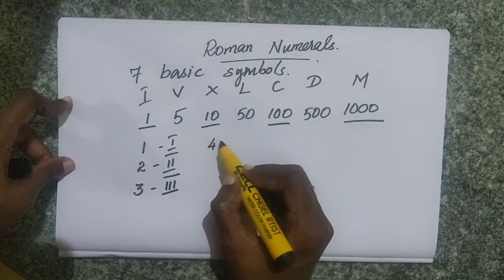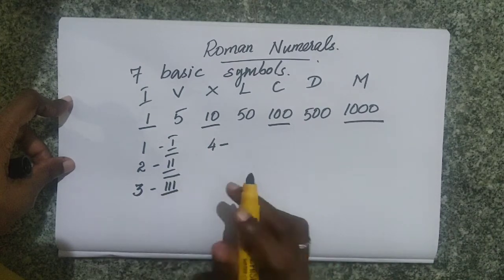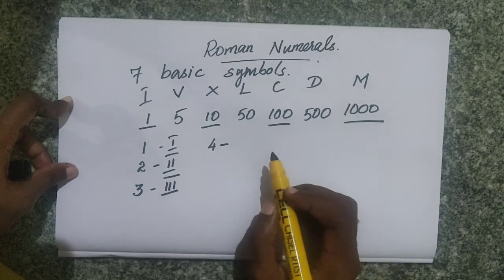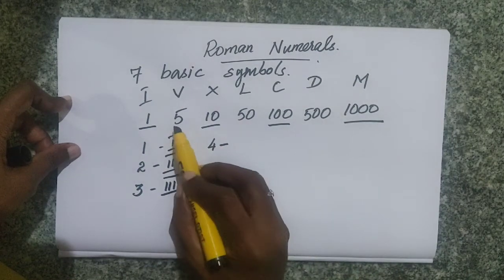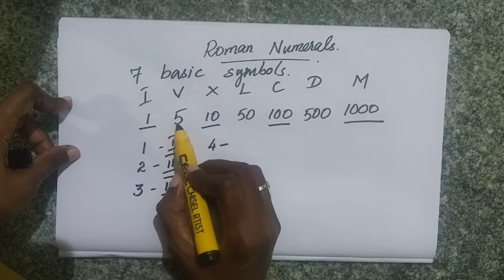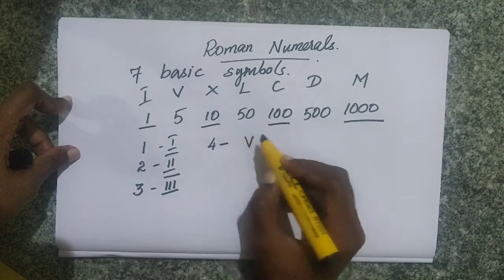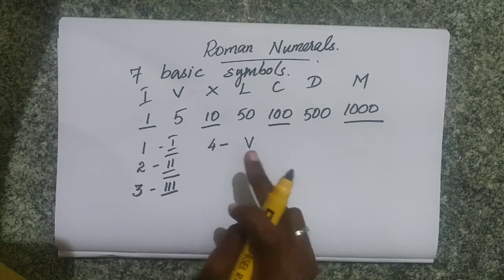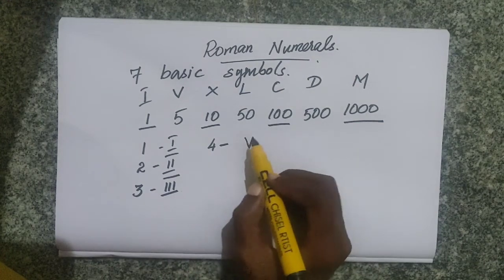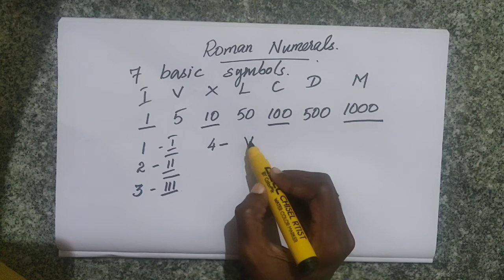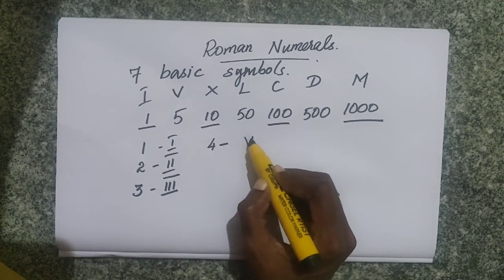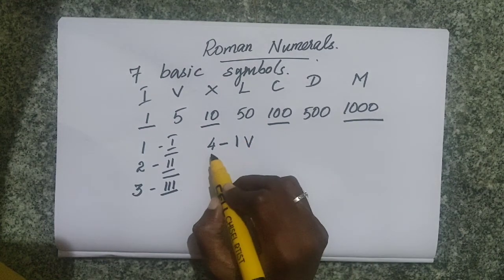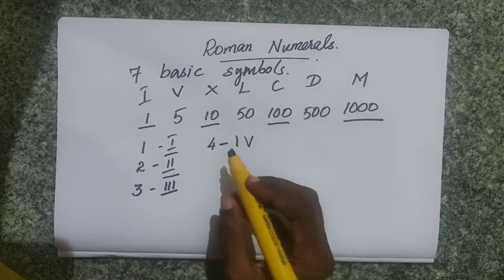Now for 4, you know the rules. This symbol cannot be repeated 4 times, so you cannot write 4 ones. So what do you have to do? You have to go for the next highest one. After 1, the highest one is 5, which is V. From 5, if you minus 1, you will get 4. To minus, I told you the smaller numeral must be on the left side. So on the left side of 5 we put I. So for 4 the Roman numeral is IV.